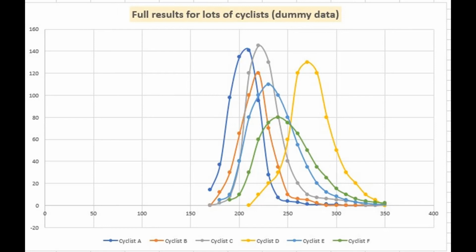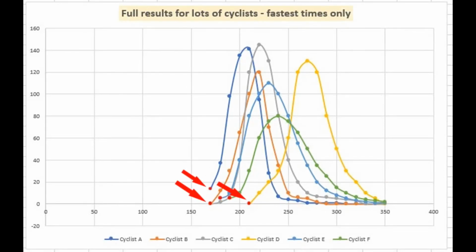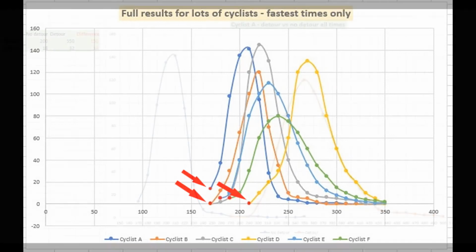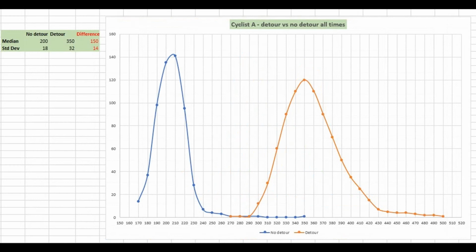This data is buried in the Strava database, and we can't see it. Instead, what we see are the red dots on the far left of each bell curve, the fastest times for each rider. Instead of having maybe 500 data points per rider to work with, we only have 1. This next graph also uses dummy data, but it shows the next thing that I would like to have for every cyclist. Data from before the detour went in and data from afterwards.